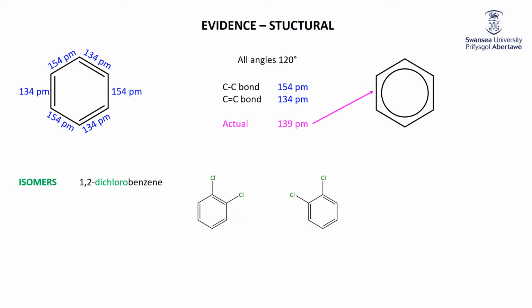On the other hand, only one isomer of 1,2-dichlorobenzene has been made, and you can see here that when we use the delocalized model, they would be the same. Each chlorine is bonded to an identical carbon atom. So structural evidence, first of all, from the actual geometric parameters of the ring, the bond lengths, and then secondly, the lack of the different isomers that you would expect if you had the localized double bonds.